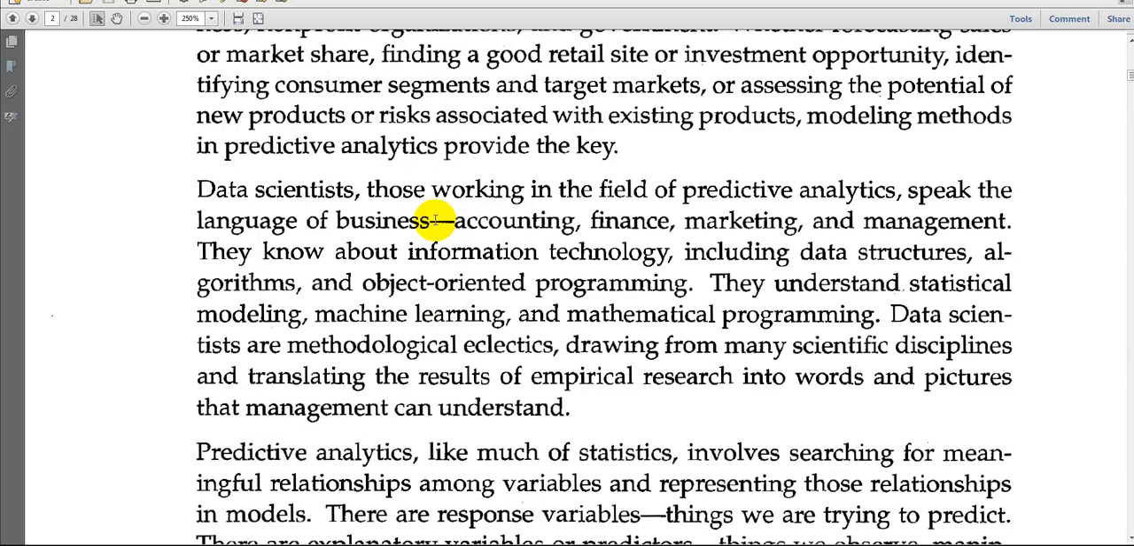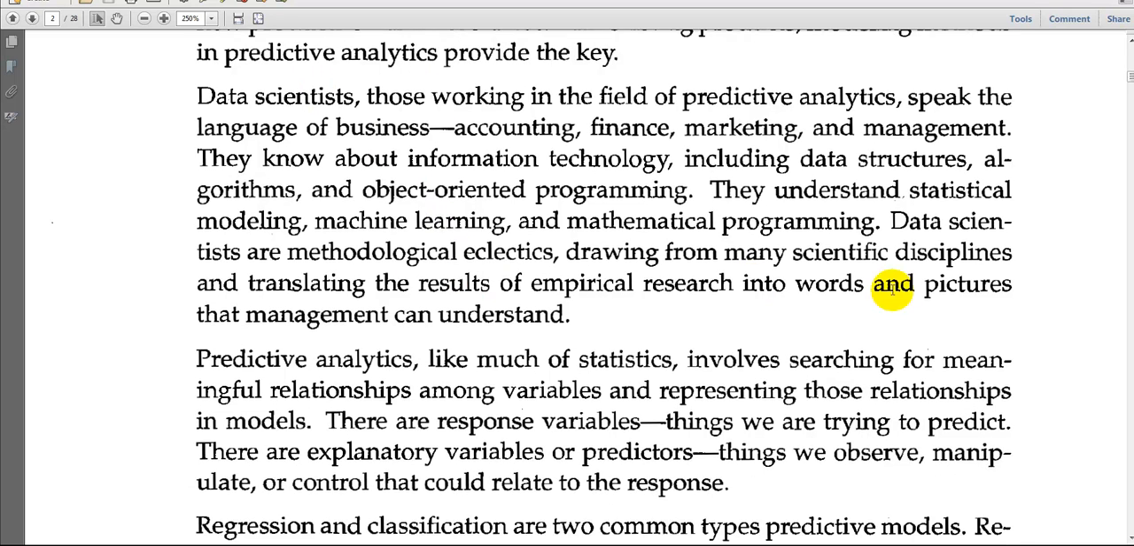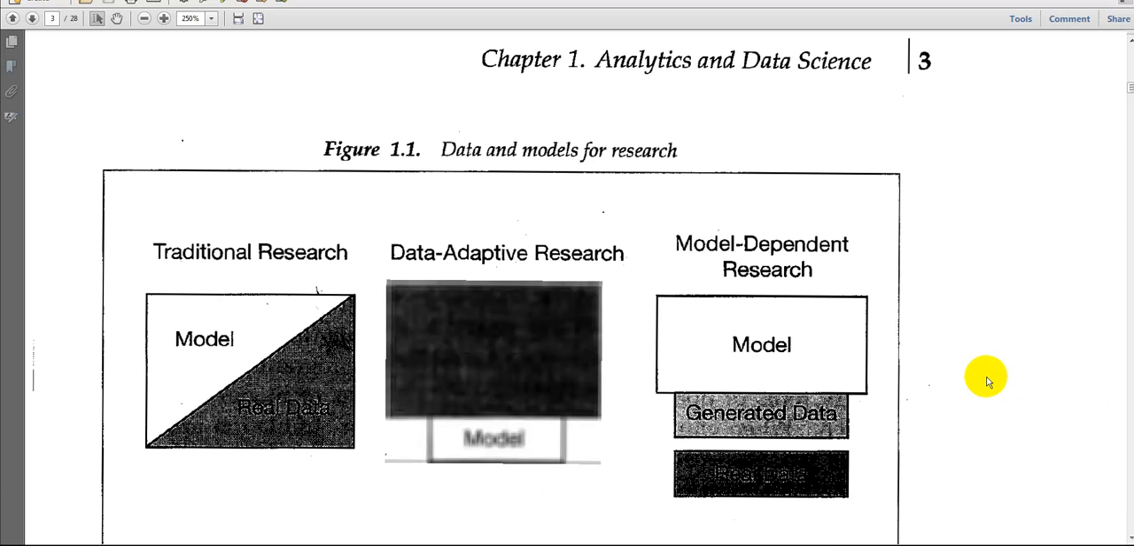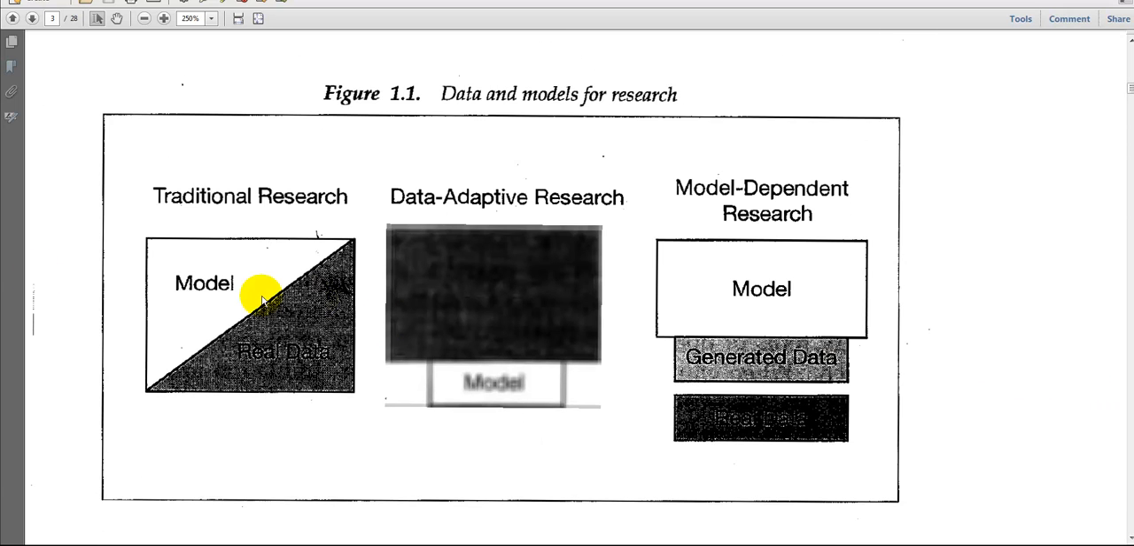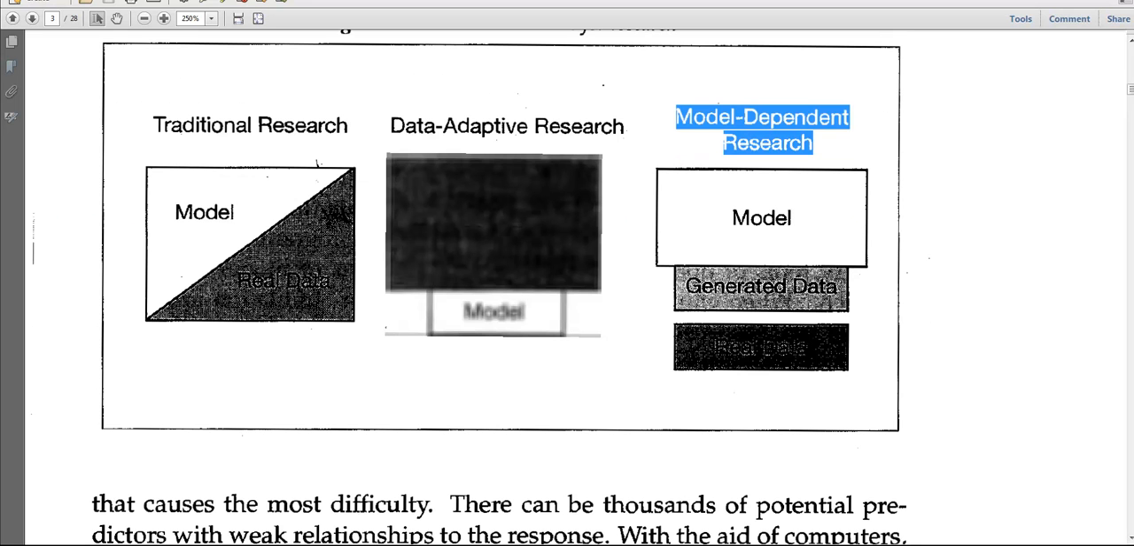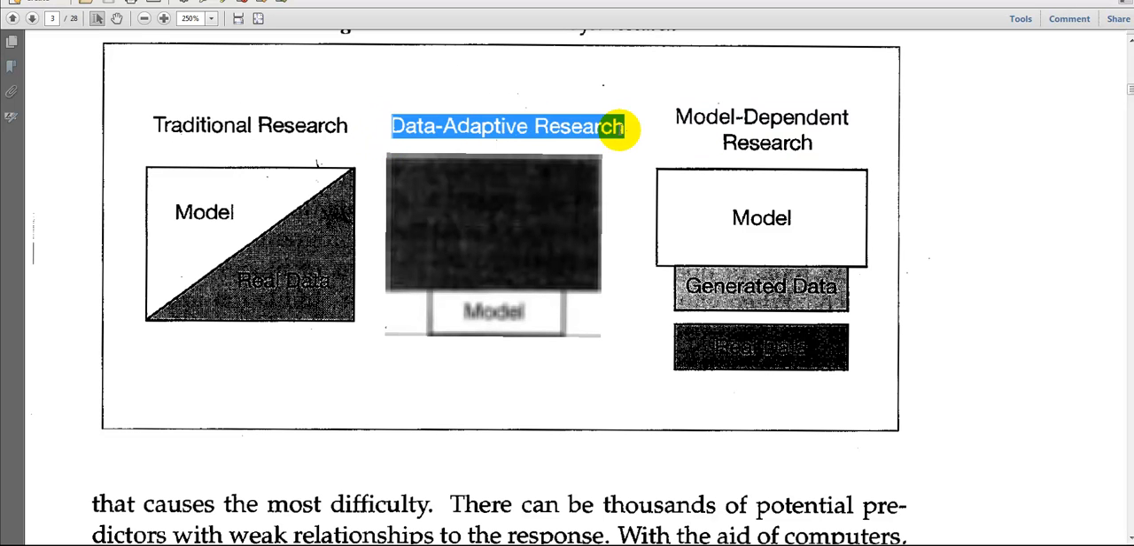So you can go through this. I'm not going to go through these details. You can read it yourself. Let's take a look at some of these pictures. So he distinguishes between traditional research, data adaptive research, and model dependent research. So we're going to be learning basically about model dependent research, but we're also going to learn about data adaptive, which is basically the method of data mining.